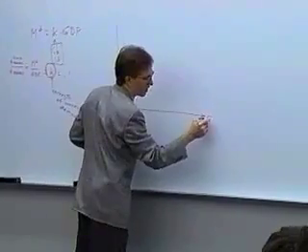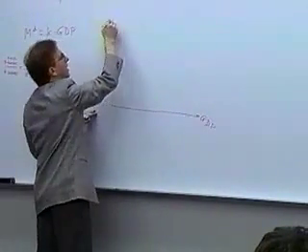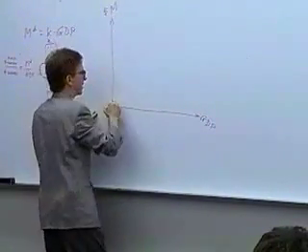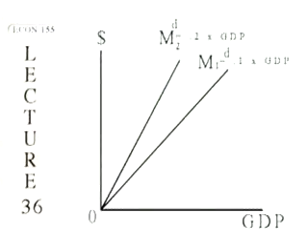Let me draw this curve again. GDP and money. Let's draw two of these. MD equals 0.1 times GDP. And MD equals 0.2 times GDP. What you can see is that the stronger the money demand is, the higher that curve goes. Strong money demand, I really want to hold a lot of money.